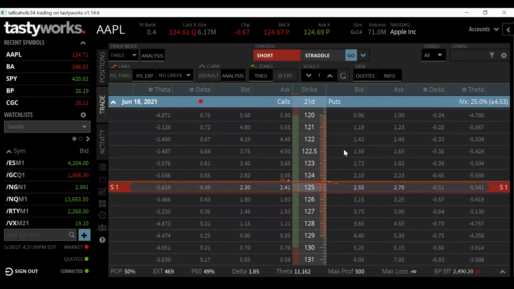But again, that's all a straddle is. Same strike on the put, same strike on the call in the same expiration. And that's all it is, guys.